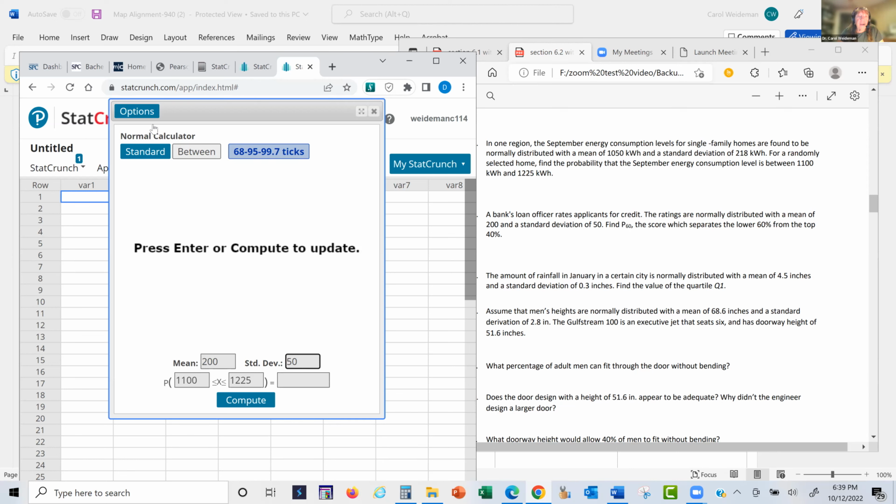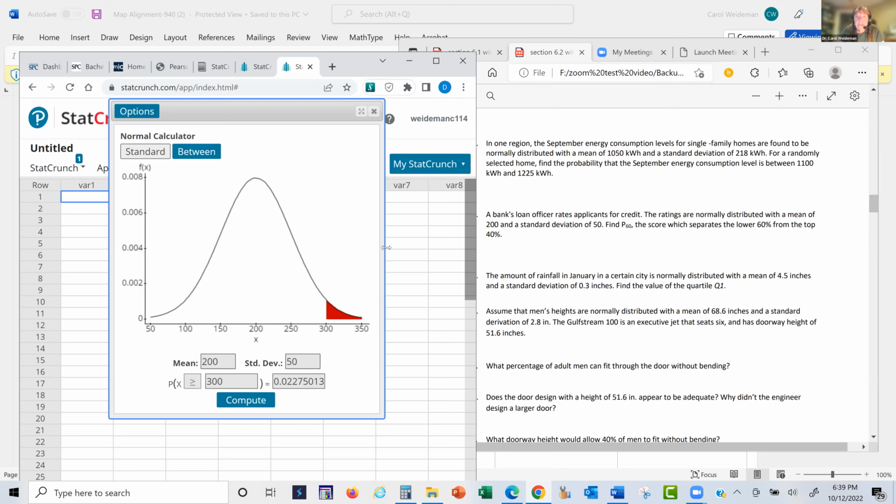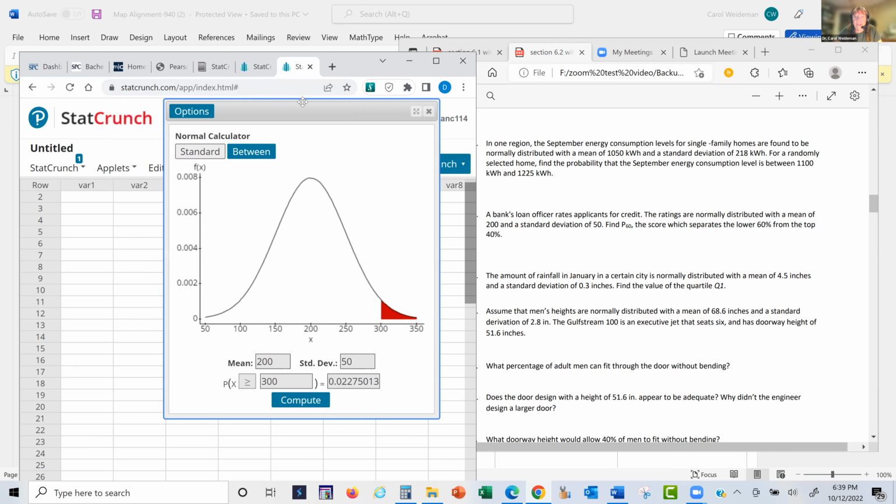How am I going to do that in my tool? I'm going to go back to the standard tool. Where am I going to work that problem? Should it be between, since it has two different percentages? Well, no, we only want to find one number. We want to find the 60th percentile, which is the score that separates the lower 60% from the top 40%. So it's only one number I want to get, not two, just one.